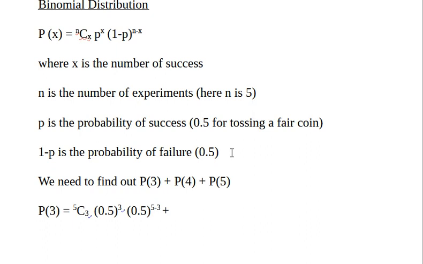probability of 4, that is 5C4. Then again p is 0.5 to the power x, which is 4, and then 1 minus p, that is again 0.5, to the power n minus x. So here it will be 5 minus 4.